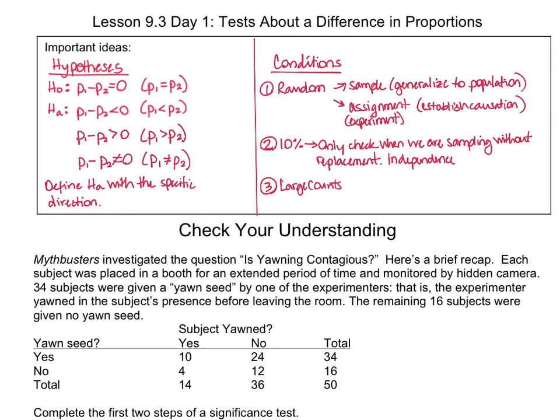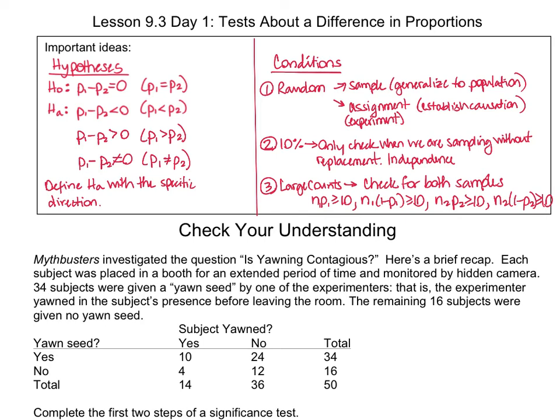The third condition, of course, is our large counts condition. This is the way that we can earn the right to use normal procedures like Table A, normal CDF, and z-scores. So for both groups, we are going to make sure that our np, the count of the number of successes, and the count of the number of failures are both greater than or equal to 10.